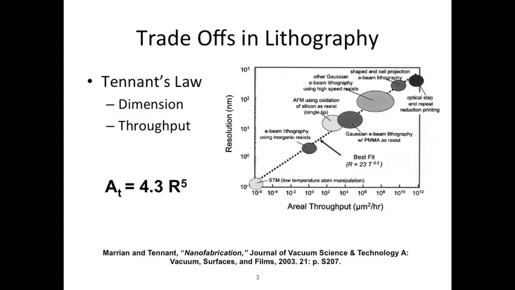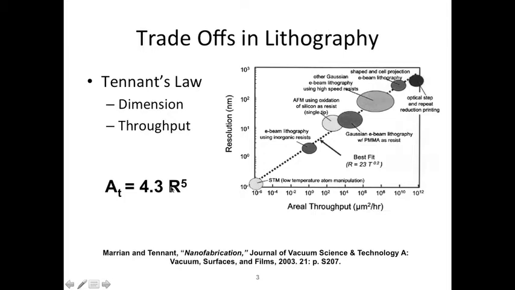But if you look at the trend, how the lithography trend looks like. So there is a very well-known law. It's called the Tennant's Law, and which correlates dimension or resolution and throughput. So basically, what it says is that A and T, which is actually throughput of your system, like how quickly you can have many features or how many wafers you can process in a time, how is that related with your resolution of the system.